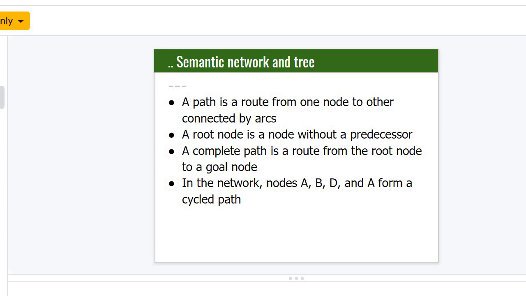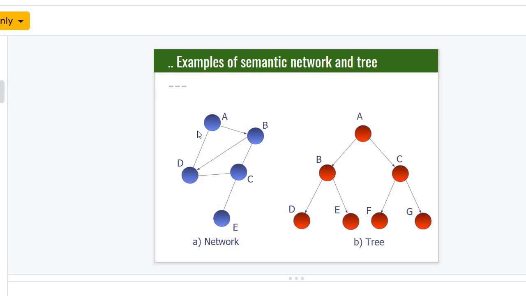Normally, if you try to find the complete path, the complete path is the route from the initial stage to the final destination. In our network, we say A, B, D and A. This one is the complete path: from A, then B, from B we move to D, from D we move to A.